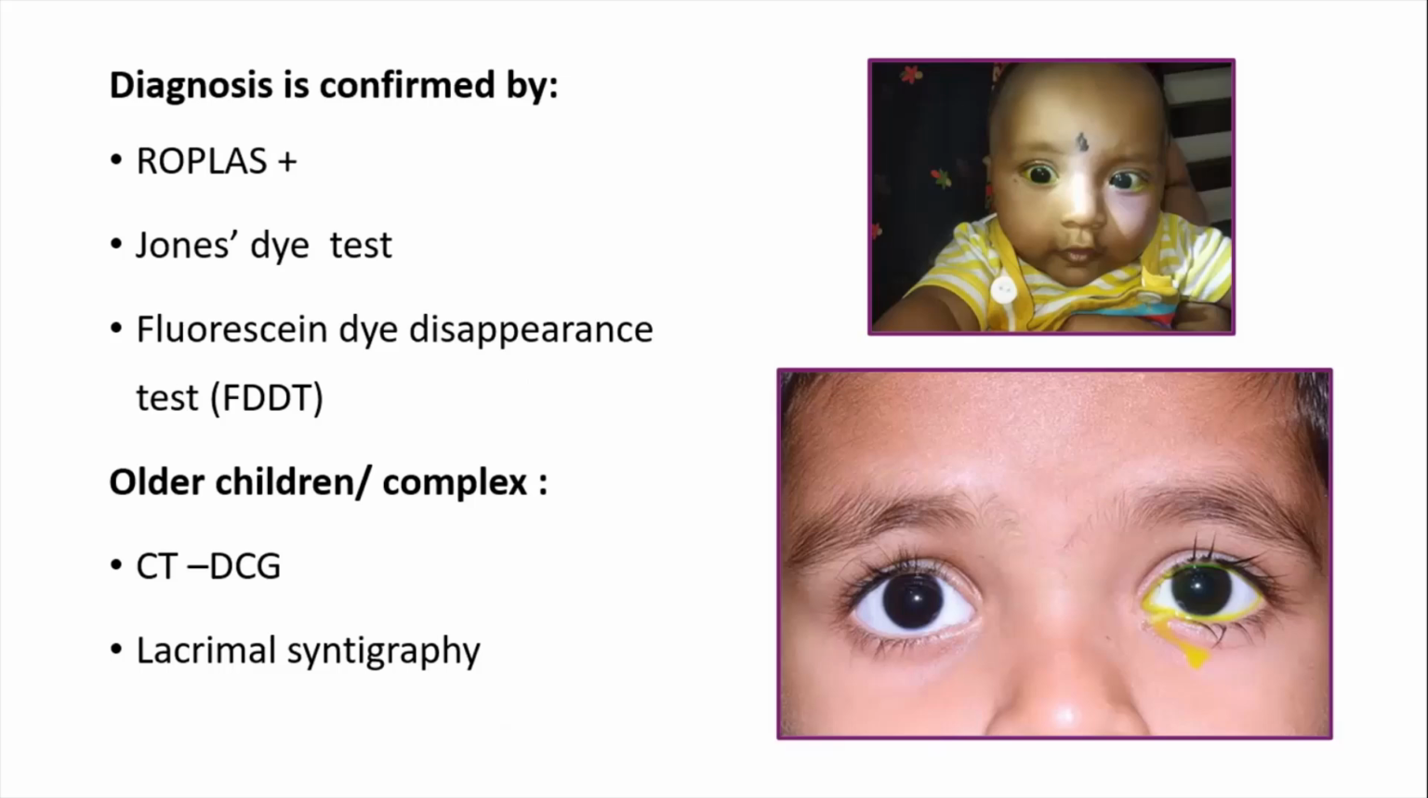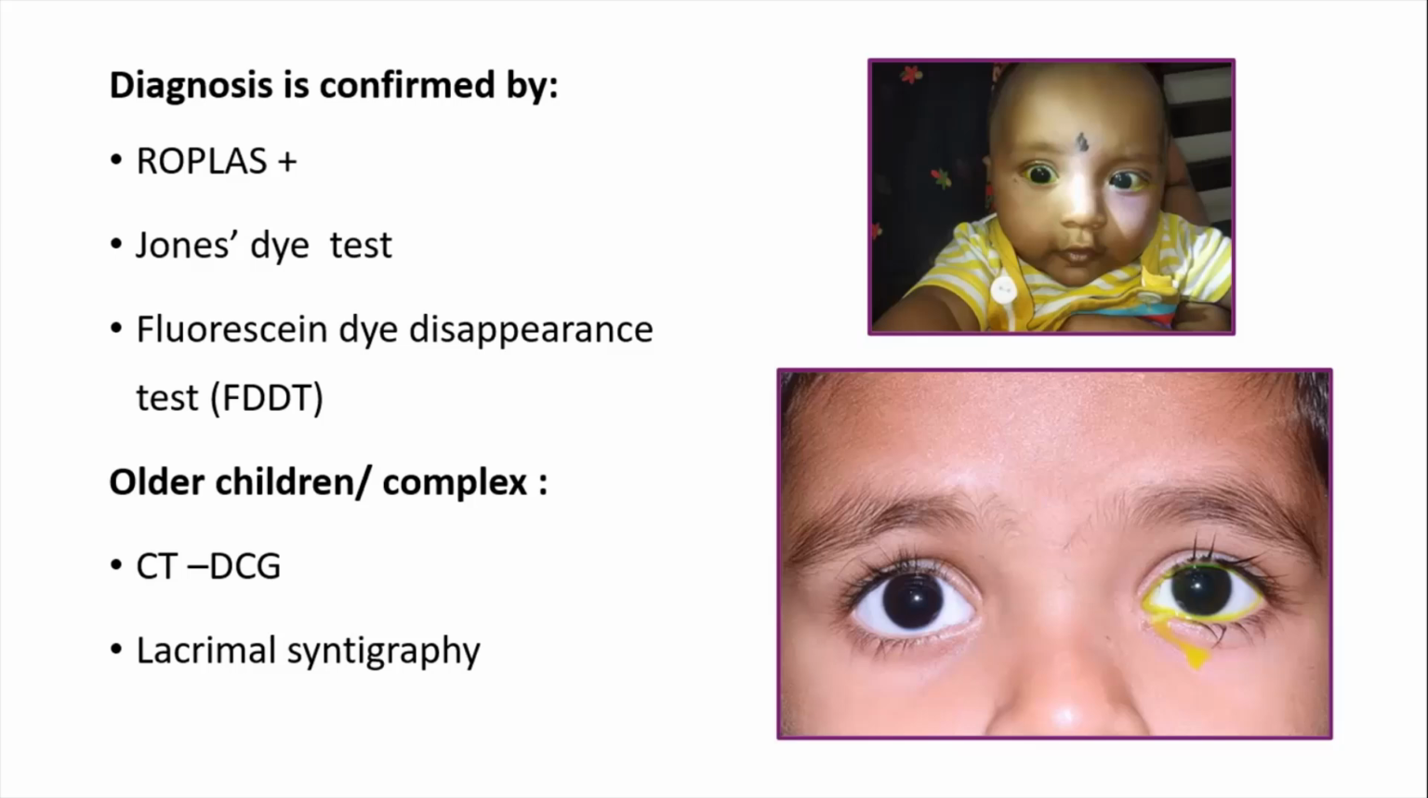The diagnosis is essentially clinical, but we can also confirm it by doing the Rose Bengal test, the Jones dye test, or the fluorescein dye disappearance test. You can see in this child in the left eye, the dye fails to disappear even after 5 minutes of instillation, when compared to the normal eye where the dye has completely disappeared.